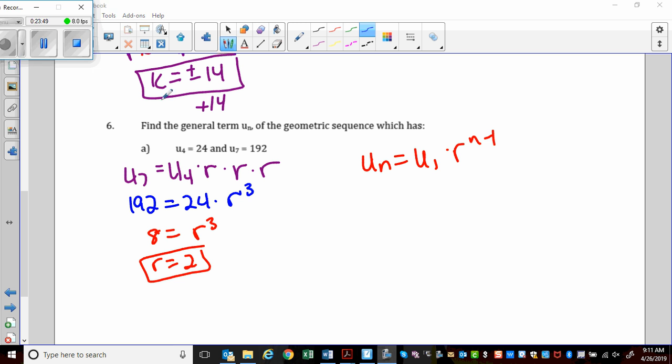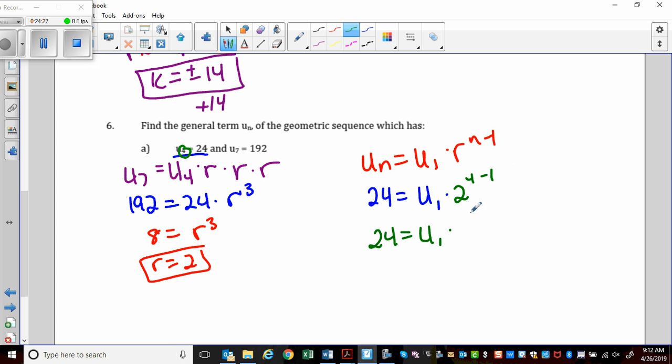Well, I think I'm just going to try u sub 4 because I don't know u sub 1. I need u sub 1. So u sub 4 is 24 equals the first one, I don't know that one, times the common ratio, which we just found out is 2, to the 4 minus 1, and 2 to the 4 minus 1 is 2 cubed. So 24 equals the first term times 2 cubed, which we know is 8. I would just divide by 8, and then I know that u sub 1 equals 3.